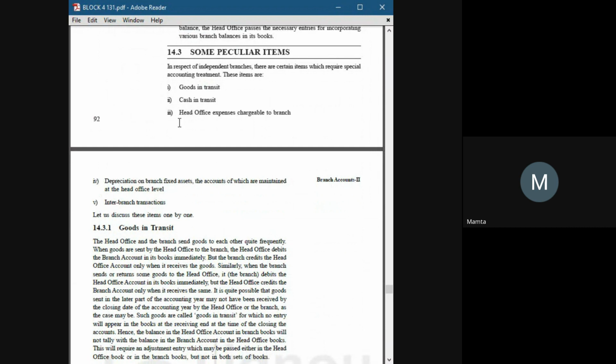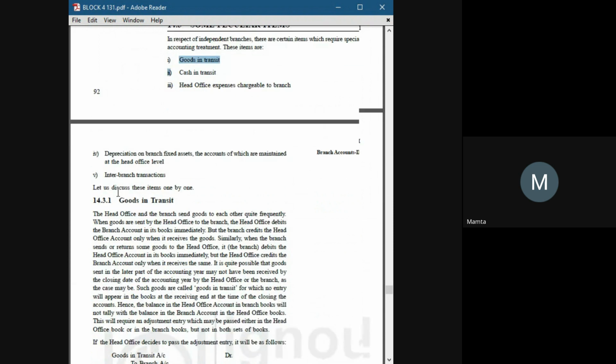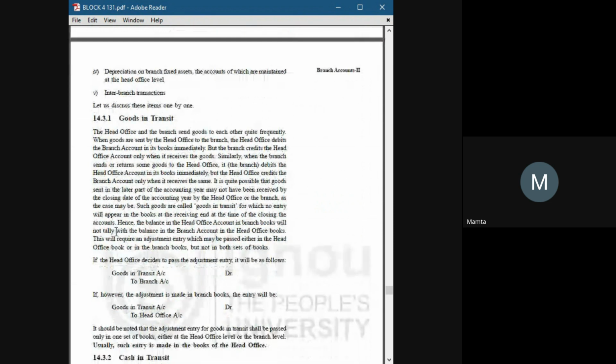Now some peculiar items. What are these items? Goods in transit, cash in transit, head office expenses chargeable to branch, depreciation, inter-branch transactions, and some etc. Now understand it and please focus on it.